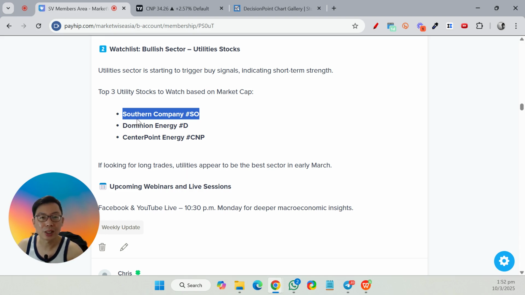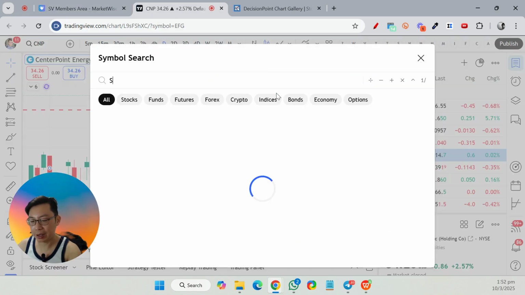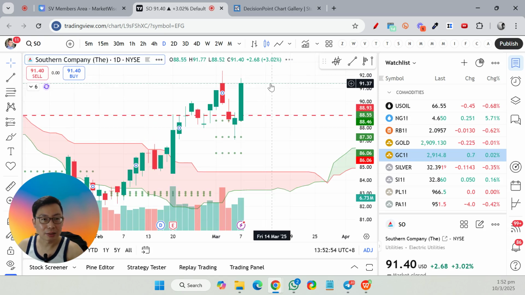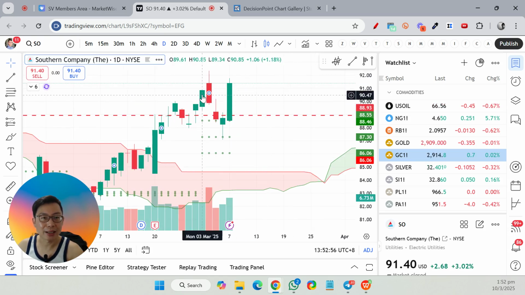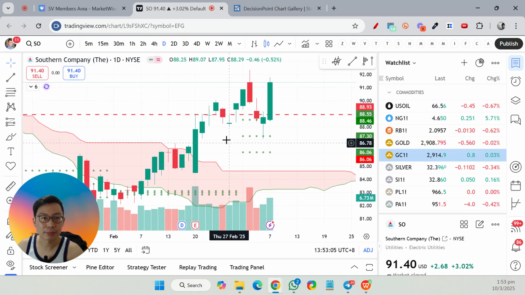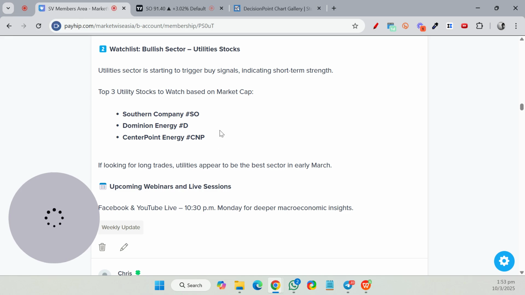The one that I chose is Southern. The reason is that, at that point in time, I saw that Southern had moved up higher and was the stronger one compared to the other two stocks. So I decided to enter into Southern purely based on price action. This is just a recap of what has happened.